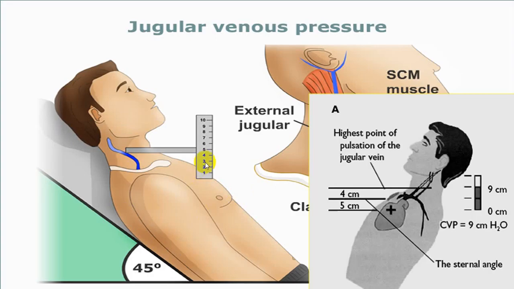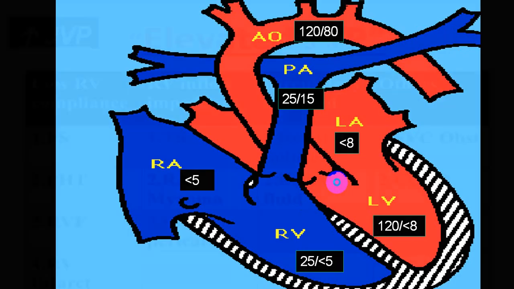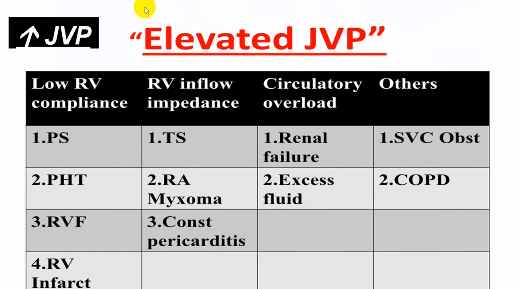So here you are measuring from the right atrium, it is 5. So 5 plus 5, 10. Here 5 plus 4, 9. So central venous pressure is approximately 9. So you measure that particular vertical column, and if the pressure is more than 10, we consider that as elevated central venous pressure, or we call it elevated jugular venous pressure.